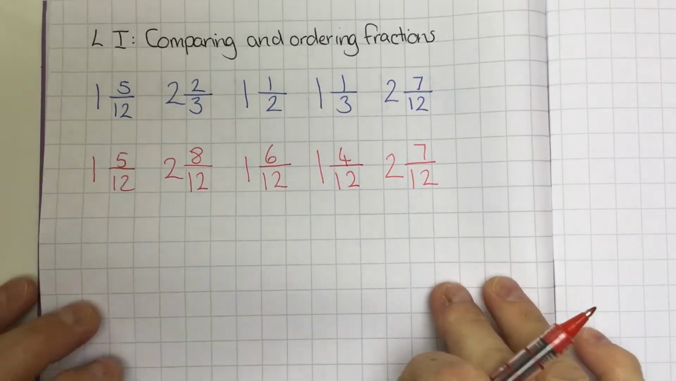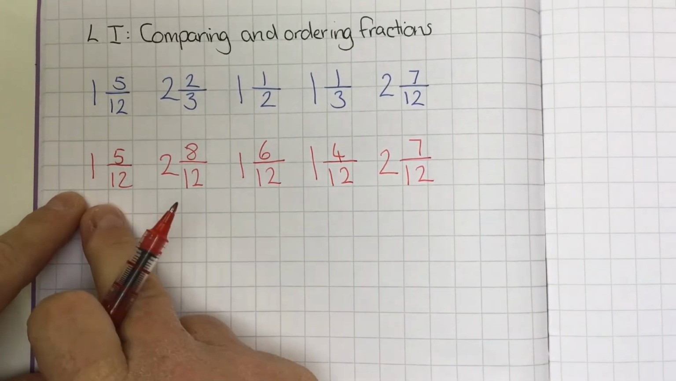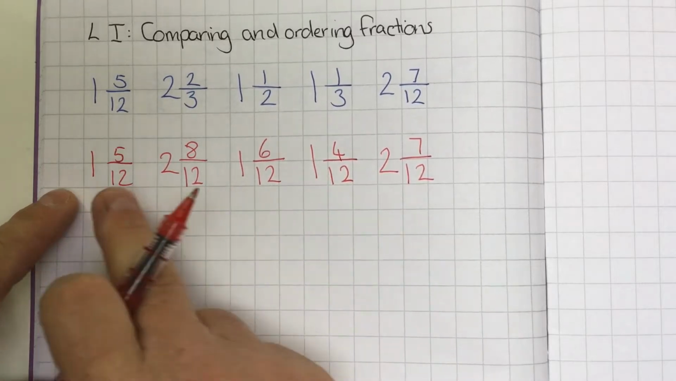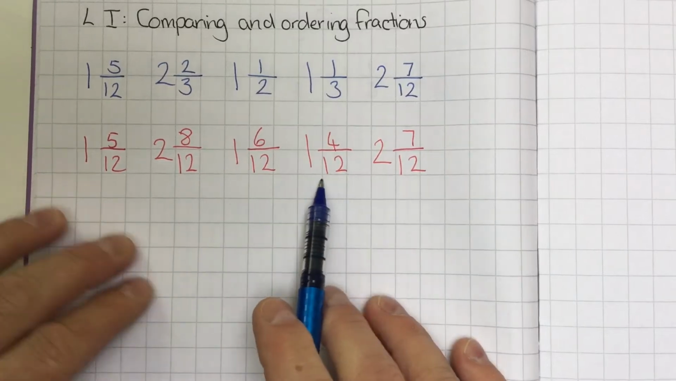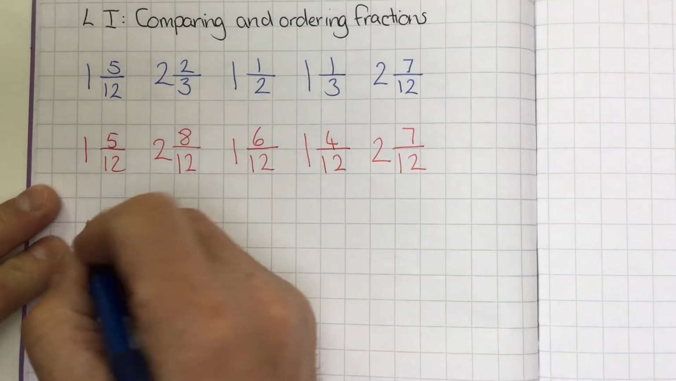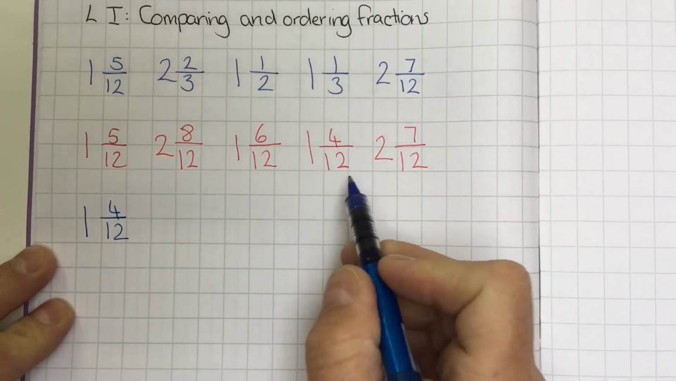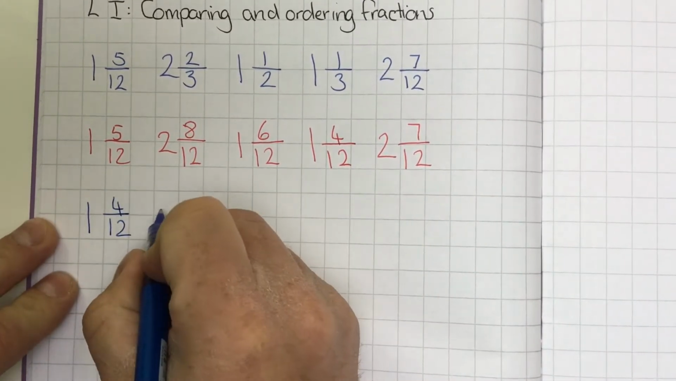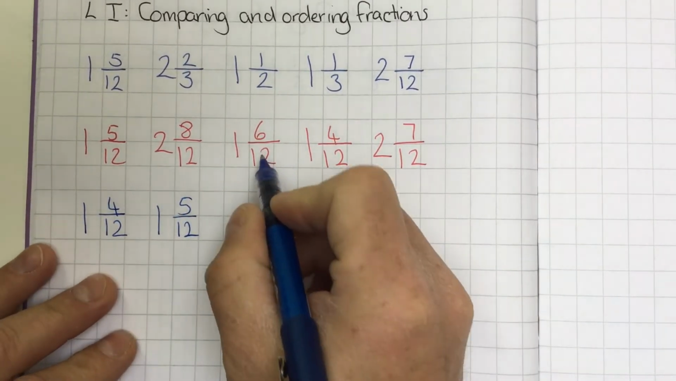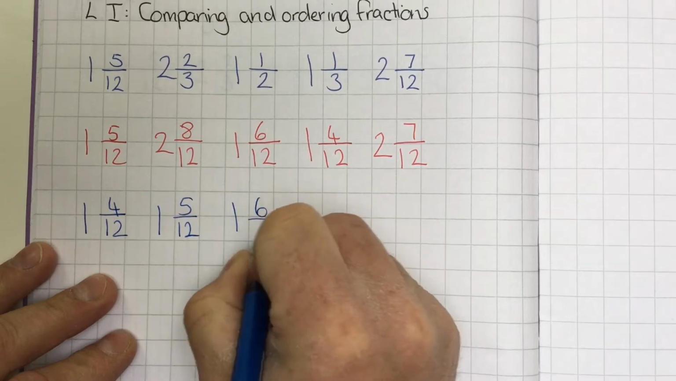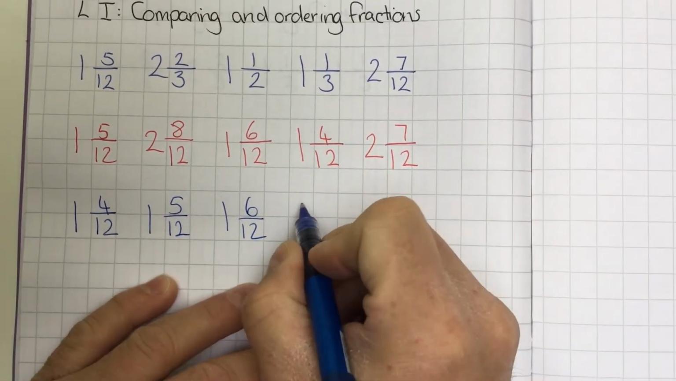So can we put these fractions in order now? Yes, we can. Start with your whole numbers. Look at the whole numbers. So obviously these 3 are going to come first, so we're working with these. What order should they be in? Well, 1 4/12 is the smallest. Then, following 1 and 4 twelfths, 1 and 5 twelfths. Followed by 1 and 6 twelfths. Followed by 2 and 7 twelfths.